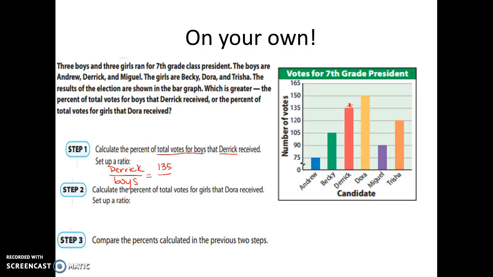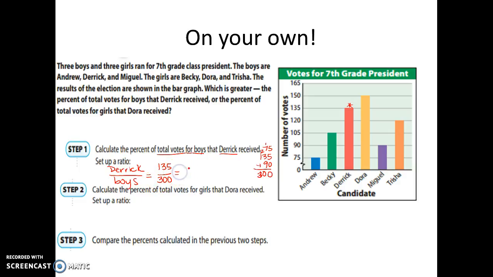So Derek had, right here is Derek, he had 135 over all of the boys. So let's see, Andrew was a boy, he is at 75. Derek is one of the boys at 135, and Miguel is at 90. So you have those 3 boys added up. 5 plus 5 is 10. 7 plus 3 is 10. Plus 9 plus 1 is 20. 2, 3, 4. Is that supposed to be? No, it's supposed to be 3. I'm sorry, I can't read my own writing. So 135 out of 300.